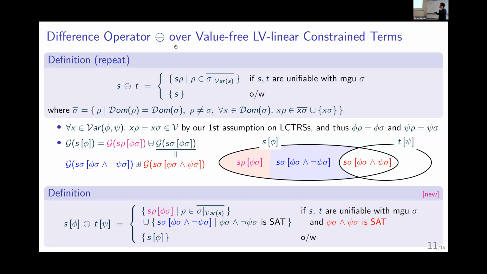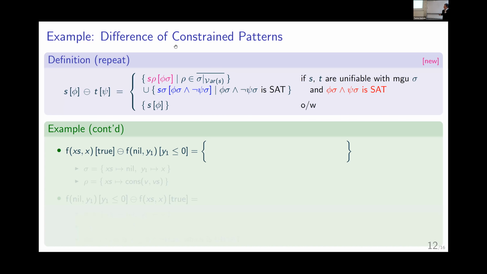Otherwise, this part is empty, and then the computation is redundant, and thus we assume this is non-empty. And then in this case, this operator returns two kinds of sets, the magenta part and the blue part. So this is the extension of the difference operator. And then let's see the example.